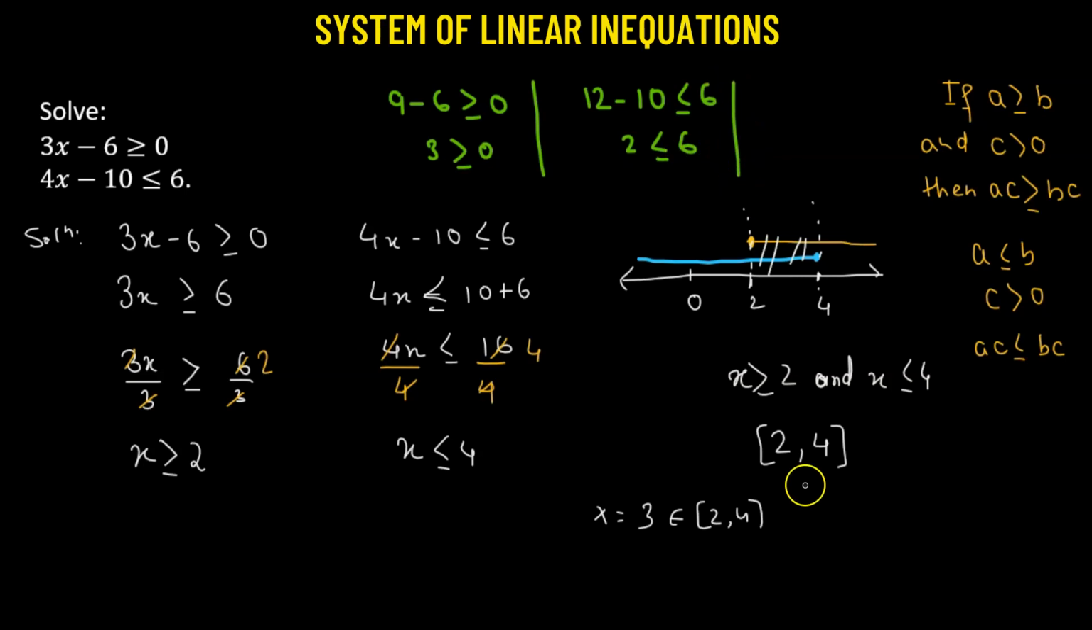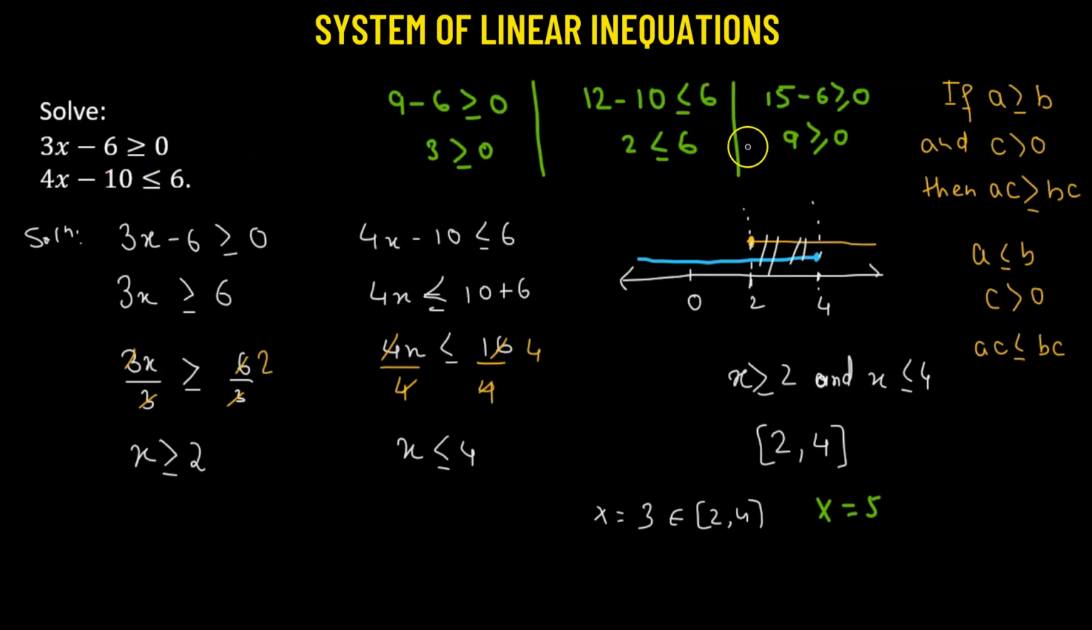We can now check with some other values. Let's say x equals 5. So x equals 5 is not lying in the solution set. If we use this value, then we have 3 times 5, so that's 15 minus 6 greater than or equal to 0. So this will be 9 greater than or equal to 0. So this is true for the first linear inequality.